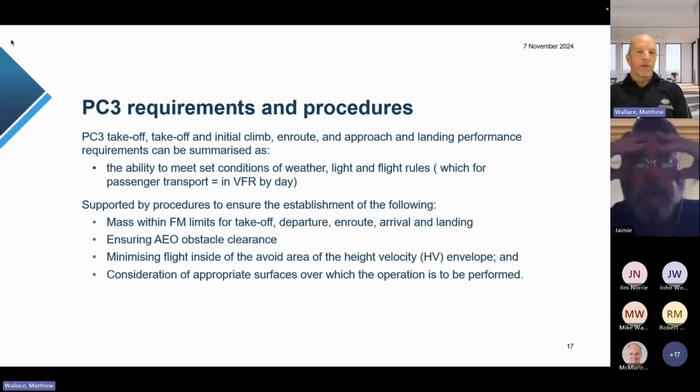What we're looking for is the mass within flight manual limits for takeoff, departure, en route, arrival and landing, ensuring an all engines operating obstacle clearance, minimising time inside the avoid area of the height velocity envelope, and consideration of appropriate surfaces over which the operation is to be performed. So it's quite simple. We're doing this VFR by day, ensuring within the flight manual limits that we can actually clear the obstacles, which most of us do when we're flying, ensuring flight outside the HV envelope, and then consideration of the surface that we're going to be operating over.